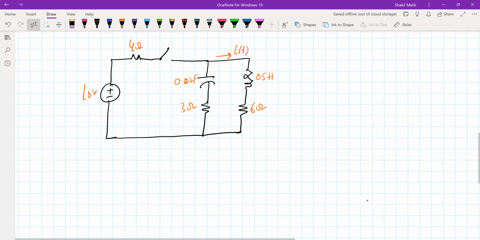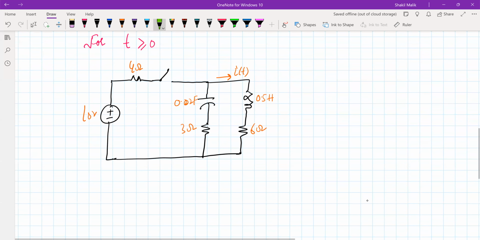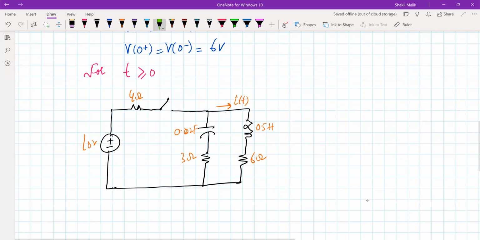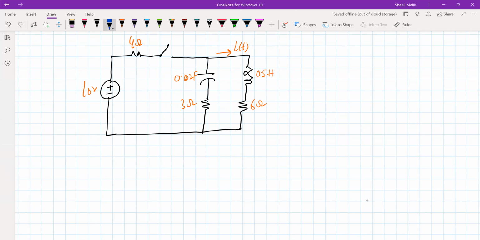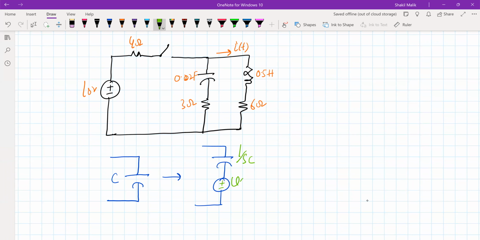Now we know if we have a capacitor and it has some initial voltage at t equal to 0, the equivalent circuit of the capacitor is simply, so if this is C, then the equivalent circuit of this capacitor in the Laplace transform domain will be simply one series impedance, that is 1 by SC, in series with V of 0 minus divided by S.